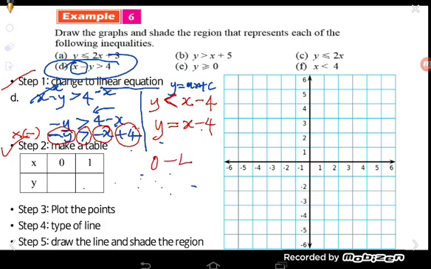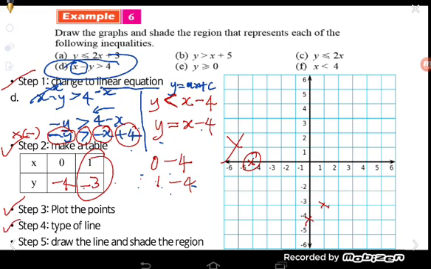Okay. Next is the second step, with x 0. That means 0 minus 4 is negative 4. 1 minus 4 is negative 3. So what do you do? You plot the points. 0, negative 4 will be here. Oh, sorry. 0, negative 4 will be here. This is wrong. Teacher also can get confused. 1, negative 3 will be here.